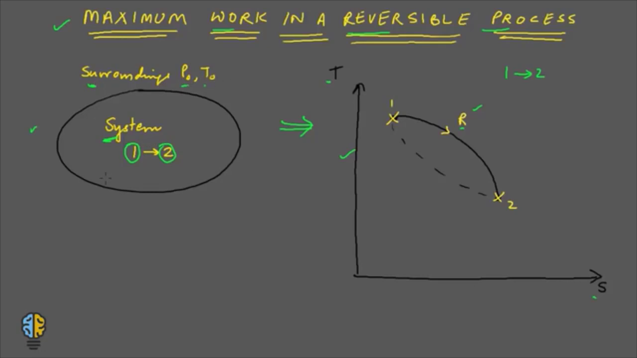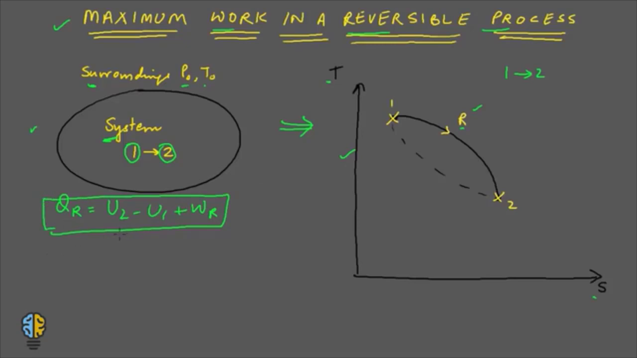Now if you apply the first law of thermodynamics on this process, let us say the heat interaction is QR. This is equal to U2 minus U1 plus WR. So that is the work interaction in this reversible process.